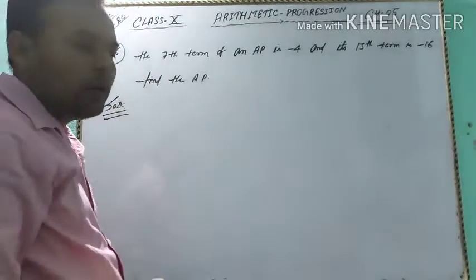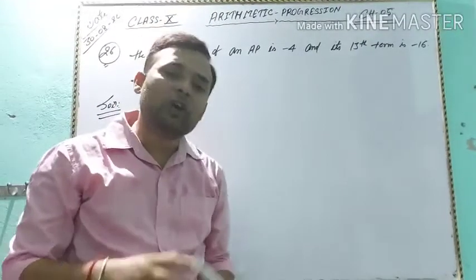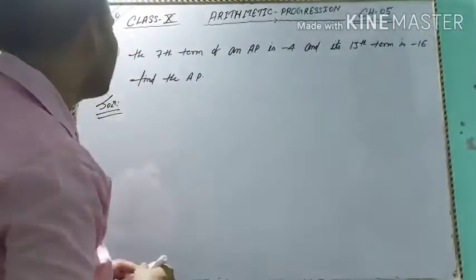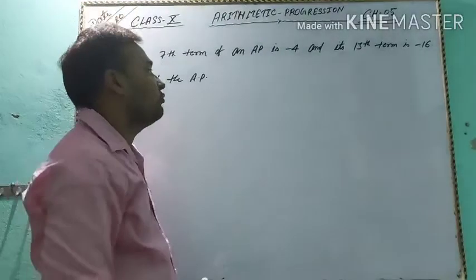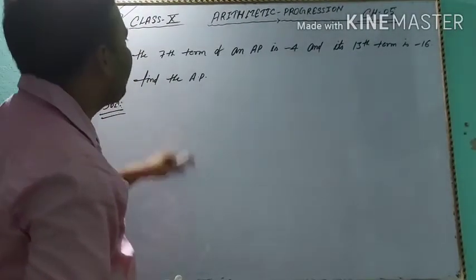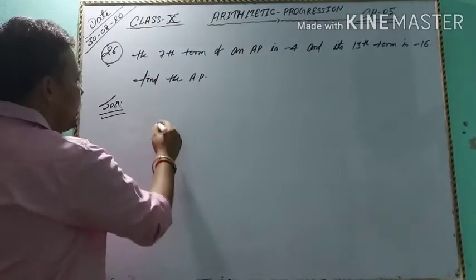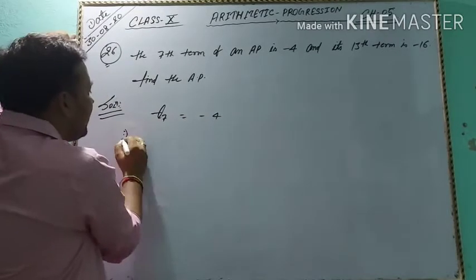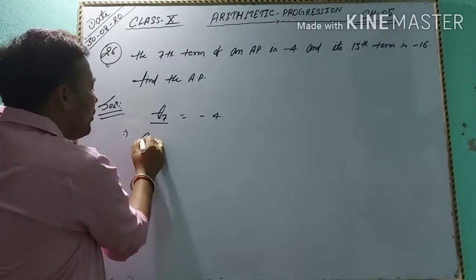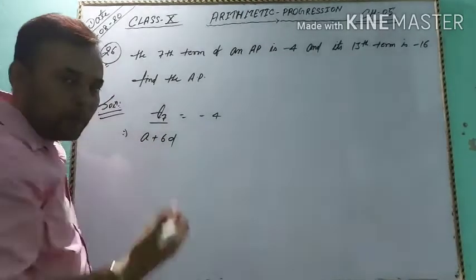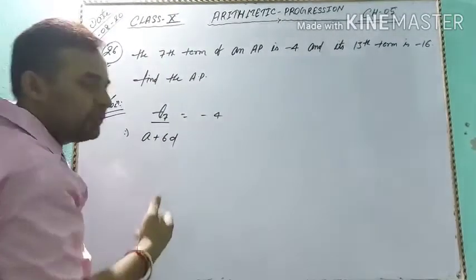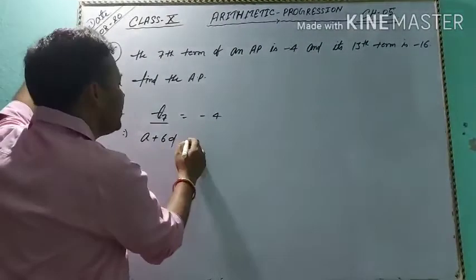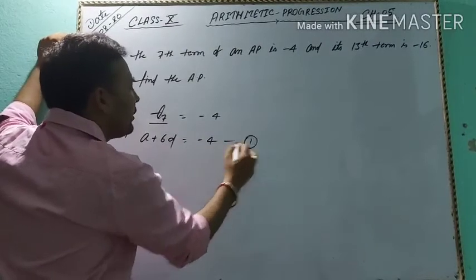Let a be the first term and d be the common difference of the given AP. So the seventh term of an AP is -4, that is T7 equal to -4. Here students we write T7 को a plus 6d. a plus n minus 1 into d, it means a plus 7 minus 1 into d. 7 minus 1 equal to 6. That is a plus 6d equal to -4. This is equation 1.